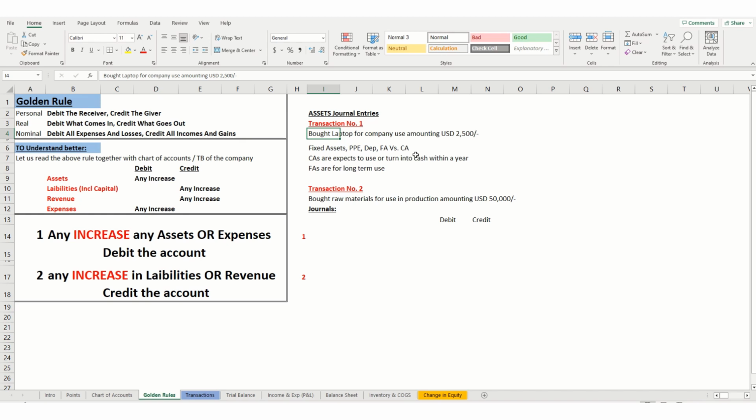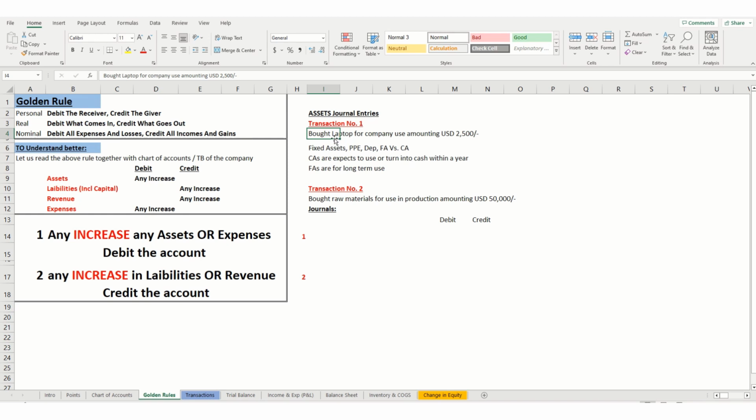So being an accountant or being an owner, you got a bill of purchase of a laptop for company use amounting to 2500. How are you going to account for this in your books? That is what we are going to discuss. And what are the effects of those entries in the trial balance, income and expenditure or P&L, and the balance sheet? That is our topic today.